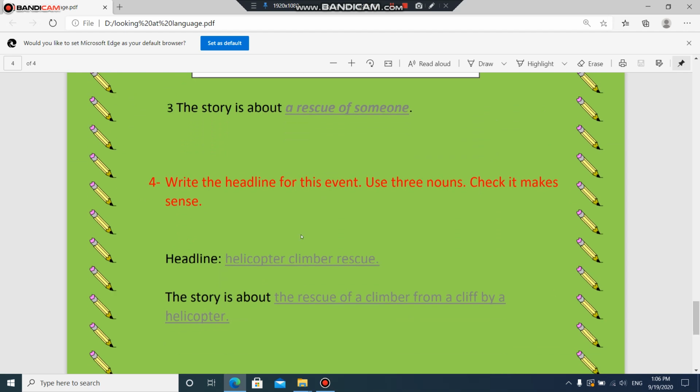Now guys, exercise number 4. There is a photo. Look at it. You can see a helicopter, a man, a mountain. Now it says write the headline for this event. Use 3 nouns. Check it makes sense. Headline: helicopter climber rescue. The story is about the rescue of a climber from a cliff by a helicopter.